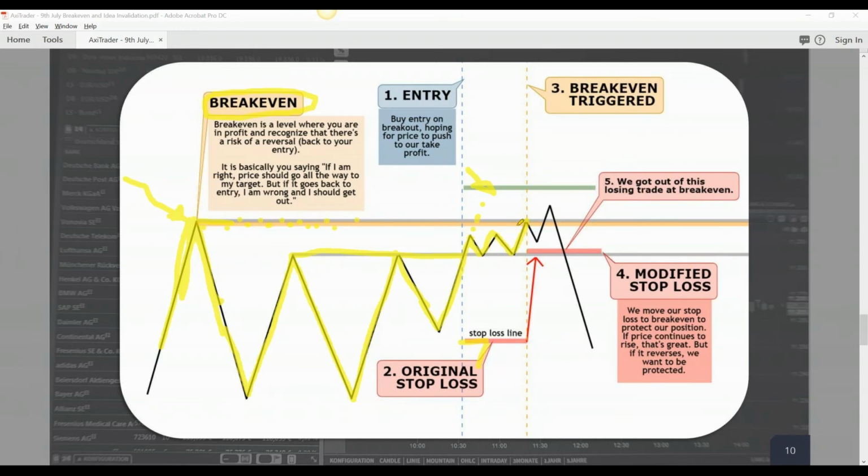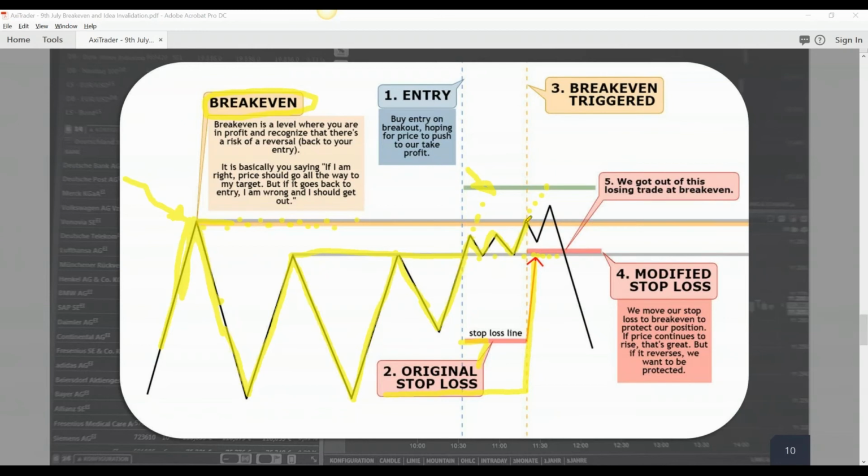But all I know is that when you reach this level, instead of insisting I'm right and hoping that price goes all the way up, I would move my stop loss. I would move it all the way up to above my entry level. So if this was my entry level, I'll put my stop loss slightly above it. Why slightly above it? Because it's to protect our position and to cover the cost of commission. So I'm going to put it slightly above my entry.